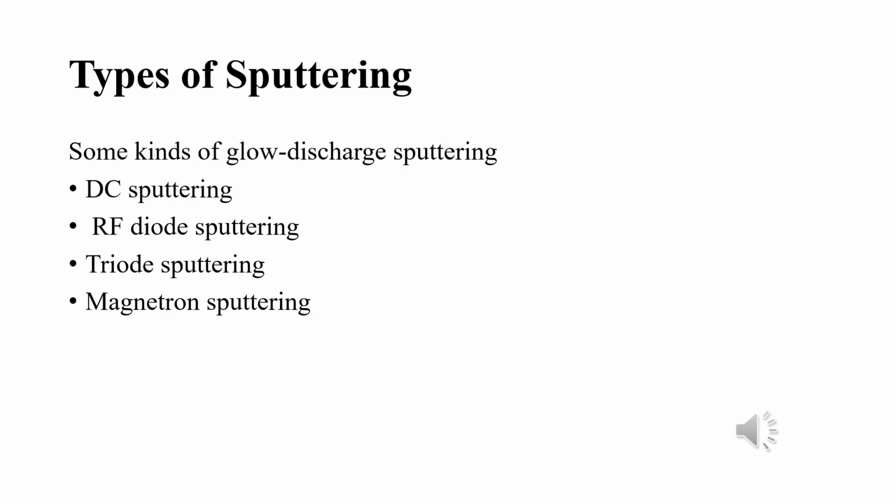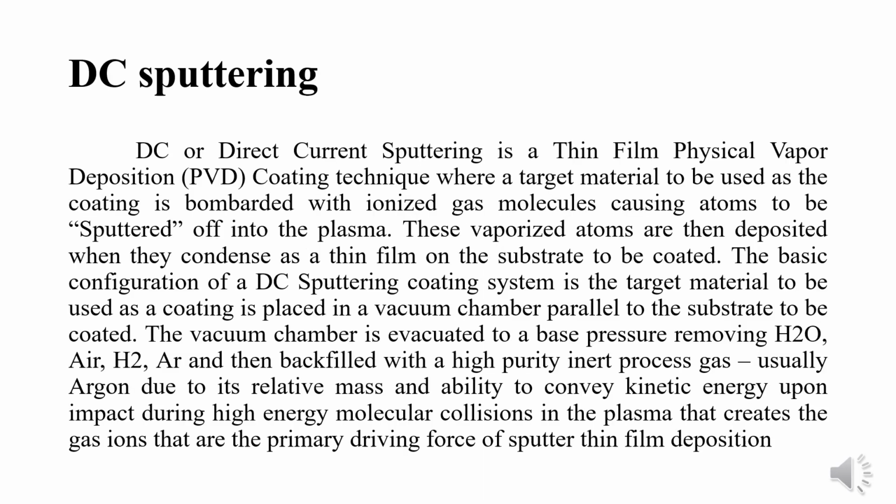Here we are going to study the types of sputtering. Some kinds of glow discharge sputtering are DC sputtering, RF diode sputtering, and magnetron sputtering. First of all, I am going to discuss DC sputtering.